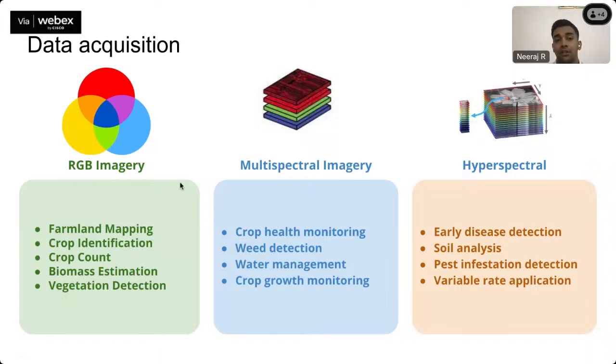And biomass estimation is basically, density, or what is the kind of mass of the agricultural produce, right? So these are some of the basic capabilities that you can leverage from RGB.